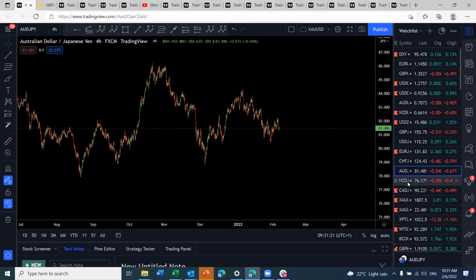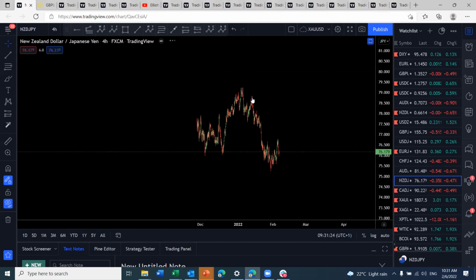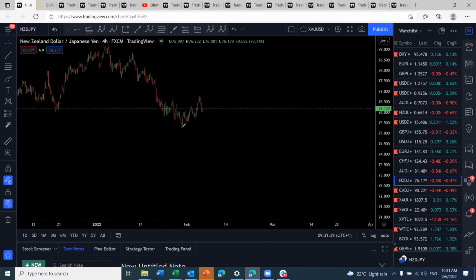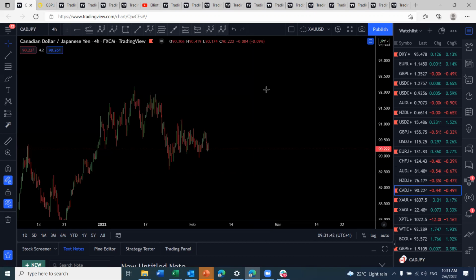So AUD and New Zealand are very clear yen pairs for the week, as you can see here with the New Zealand as well, just like with New Zealand US dollar. With New Zealand yen, we are bearish. Consolidation here on the 1 hour should see us continue to the downside. Still bearish. CAD yen, the same, although CAD yen is still going sideways.